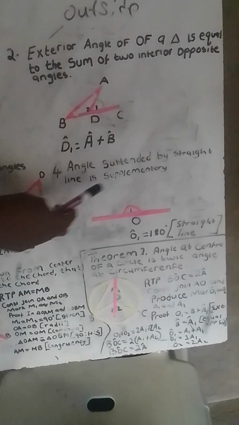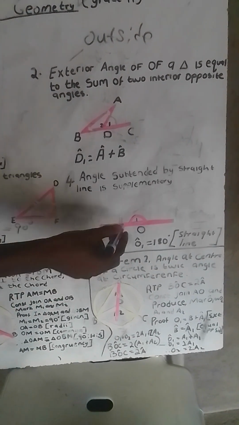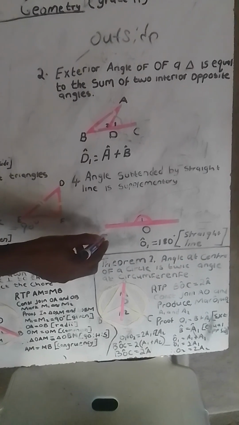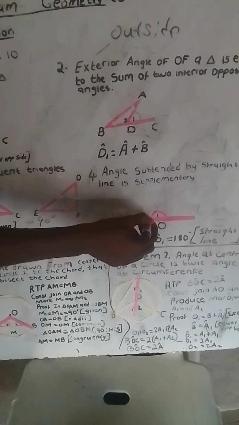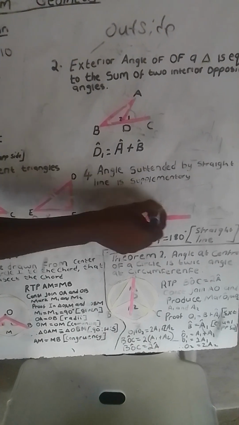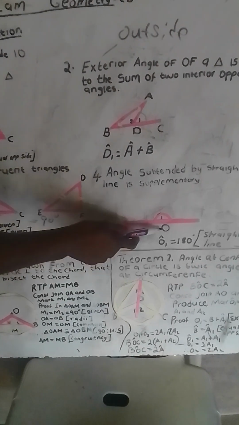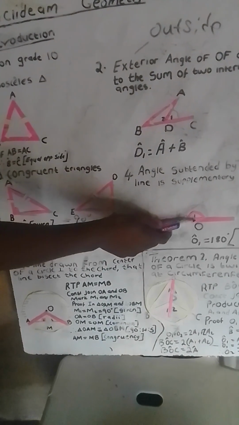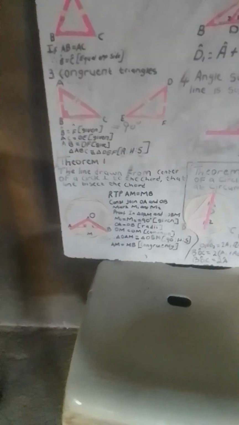So now we know that the angle subtended by a straight line is supplementary. So here we have a straight line. If a straight line subtends an angle, it is 180. So we can say if here is O, O1 is equal to 180. The reason is straight line. Okay, now let's get to our first theorem.